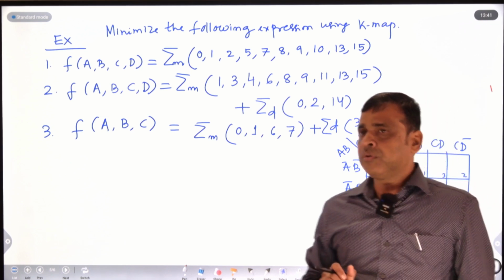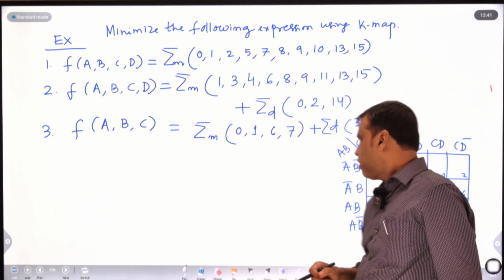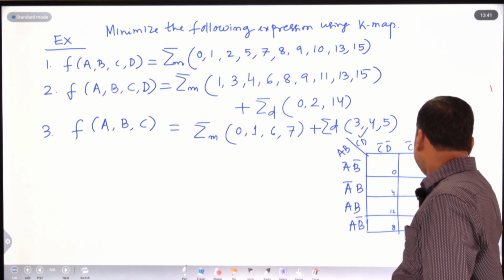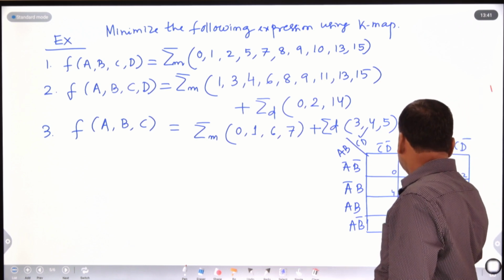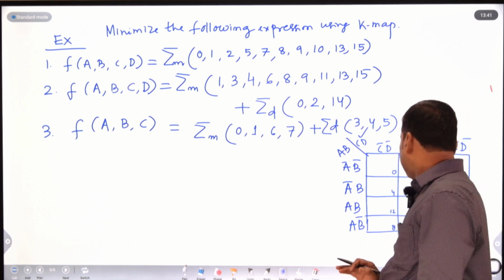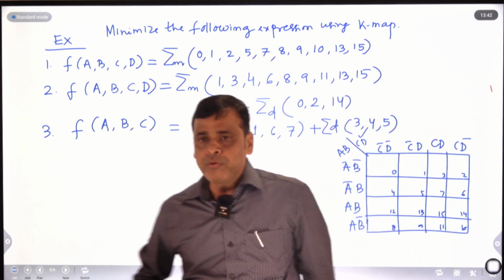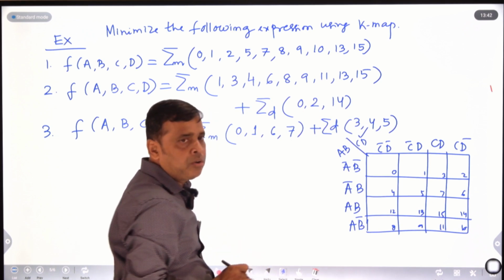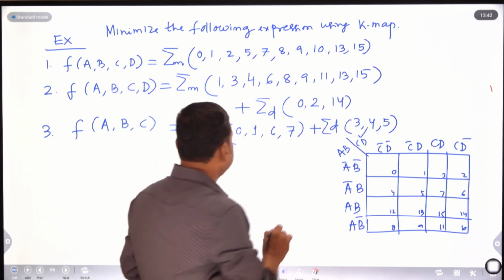If you know the decimal value of particular squares, there is no need to write this. For your understanding, I am writing here 0 to 15. In the second example, one thing is given, that is a don't care. What do you mean by the don't care combinations? So here ABCD equal to 1, 3, 4, 6 given.